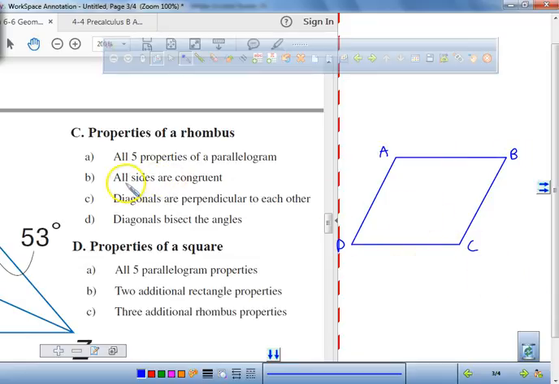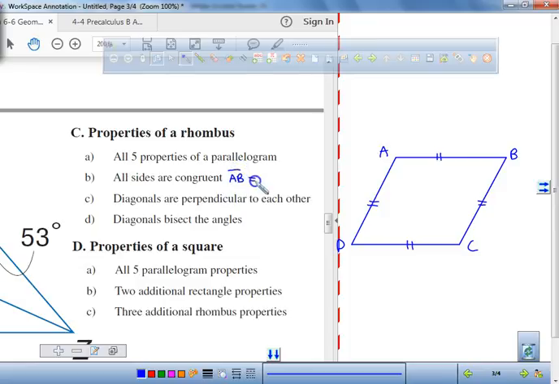Now it says right here, all sides are congruent, which means segment AB is congruent to segment BC, which is congruent to segment CD, which is congruent to segment DA. I know that's a lot to say, so here's how quickly you can say it without having to write a whole bunch.